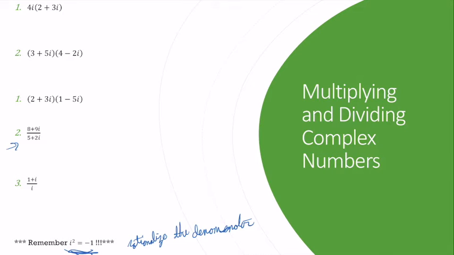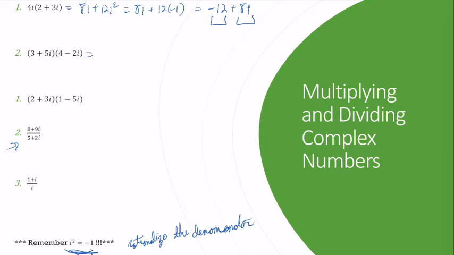If I have 4i times 2 plus 3i, that gives me 8i plus 12i squared, which gives me 8i plus 12 times a negative 1. So I would have negative 12 plus 8i. Remember that we like to have our real part and then our imaginary part. For problem 2 here, I'm going to have to FOIL.